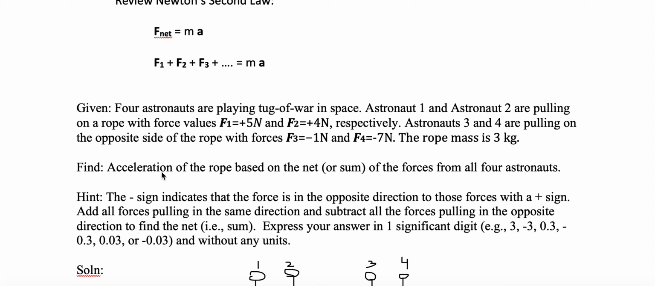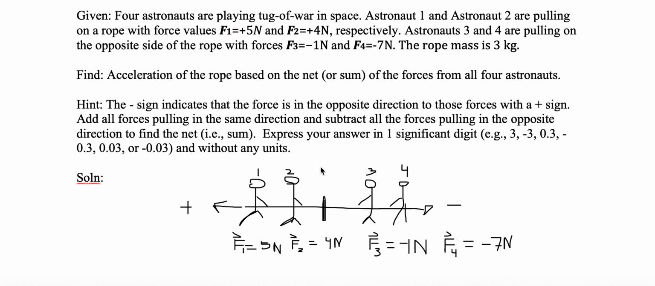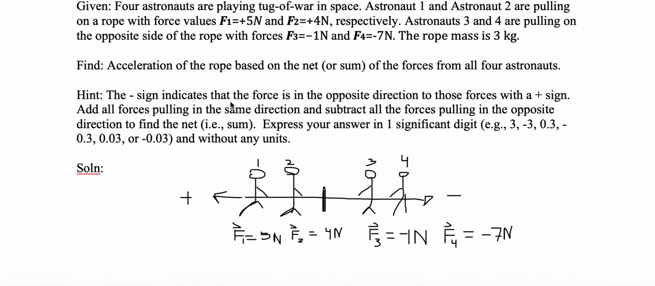So we're supposed to find the acceleration of the rope based on the net or sum of the forces from all 4 astronauts. So we have a hint. The negative sign indicates that the force is in the opposite direction to those with the positive sign. And they want us to add all the forces in the same direction and subtract all the forces pulling in the opposite direction to find the net or the sum. We express our answer in one significant digit, such as 3, minus 3, 0.3, minus 0.3, 0.03 or minus 0.03.